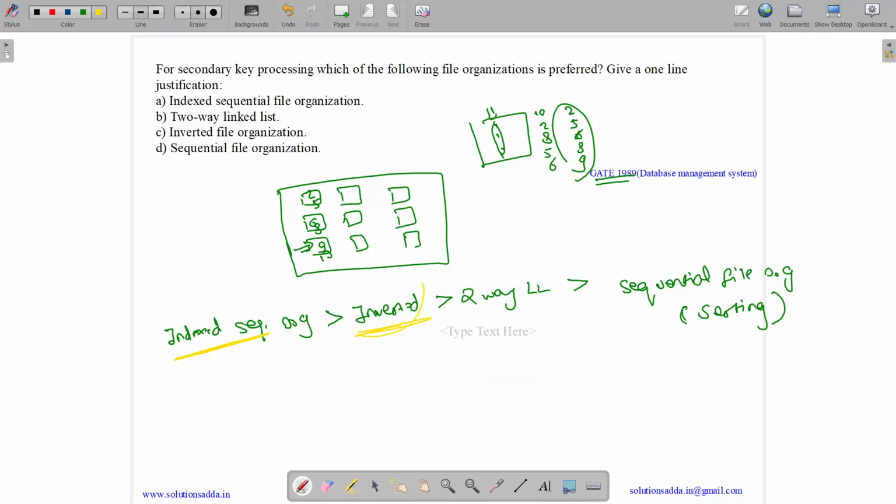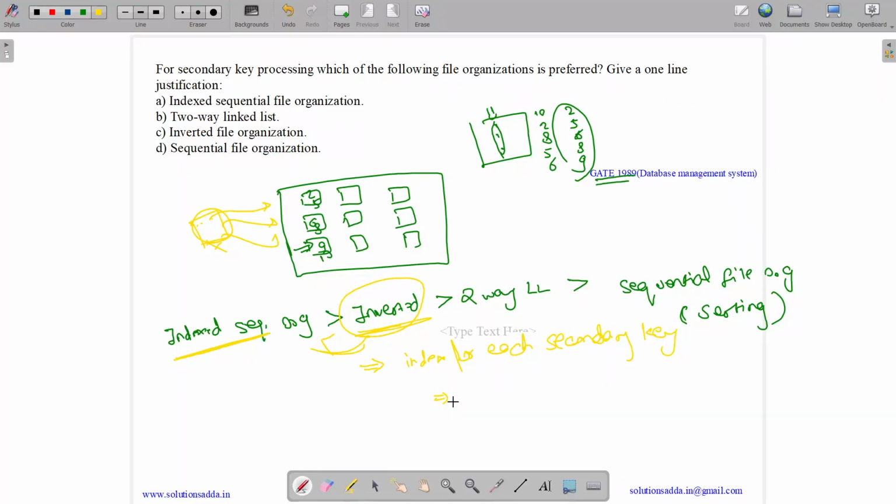But we will prefer inverted over the index organization, because for index organization we will have an index block. An index block will tell which data is present at what place. So it will take more space. And we will be able to save some space if we are using the inverted organization. And also there are some other reasons why inverted is preferred, because we will have an index for each secondary key. For each secondary key we will have an index. That's why inverted is preferred.